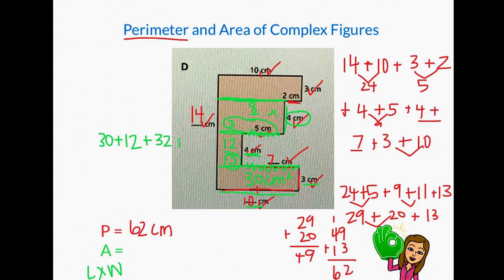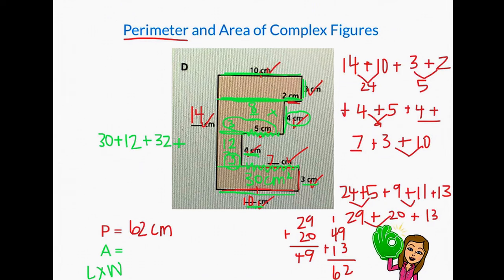Then I just have one more rectangle on top, which is nice and simple because I already have the dimensions 10 by 3, length times width. Remember that this 2 is part of this whole 10 section. So it's 10 times 3 for another area of 30.